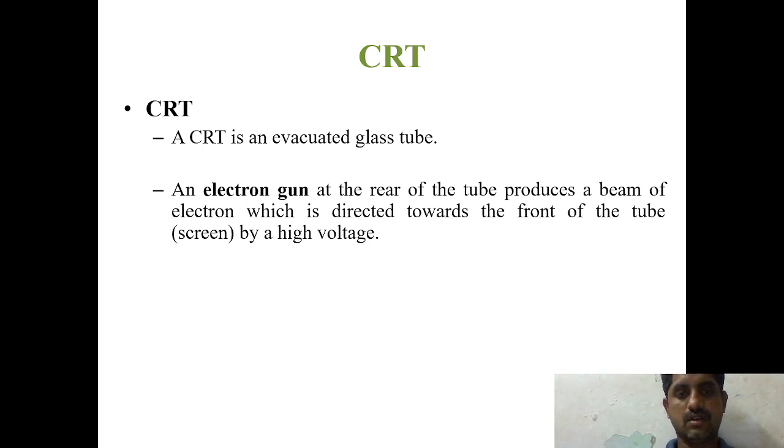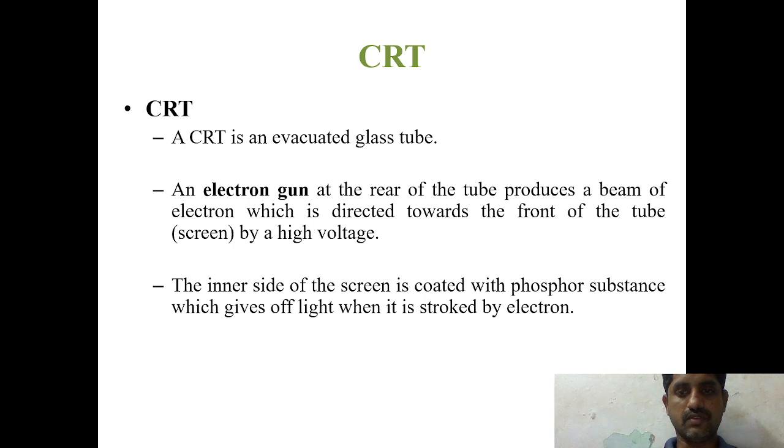Whenever the electron beam is formed, it travels through the glass tube and displays the image on the screen. The electrons are at high voltage. The inner side of the screen is coated with phosphorus substances which give off light when struck by electrons. So the electrons go directly to the phosphor-coated inside of the screen, and then the image is displayed on the screen.